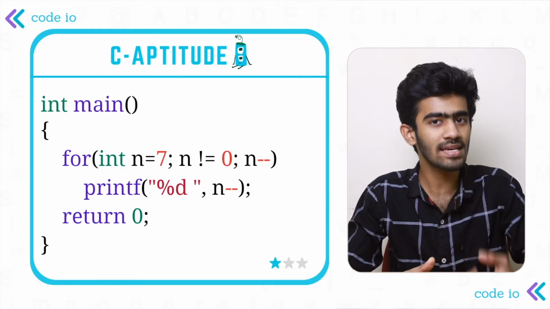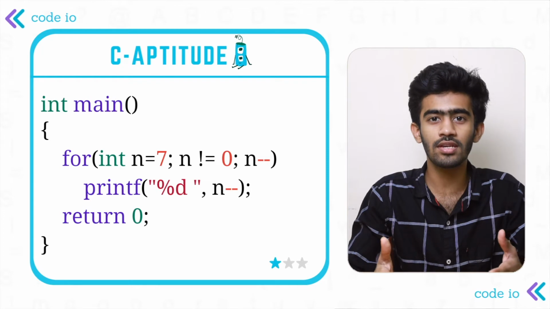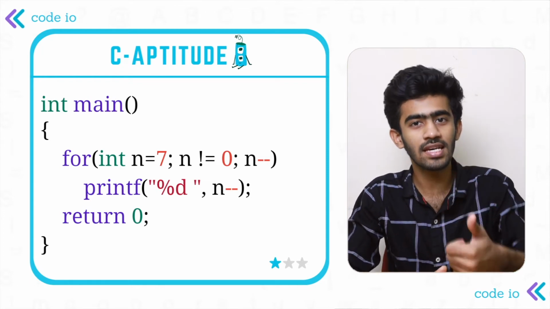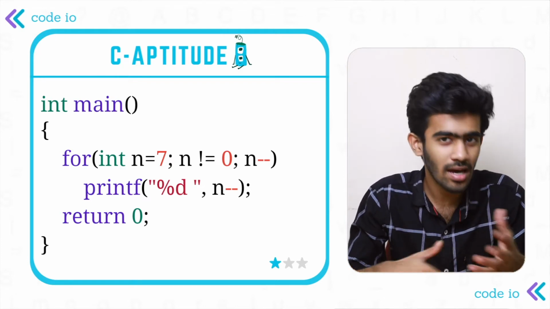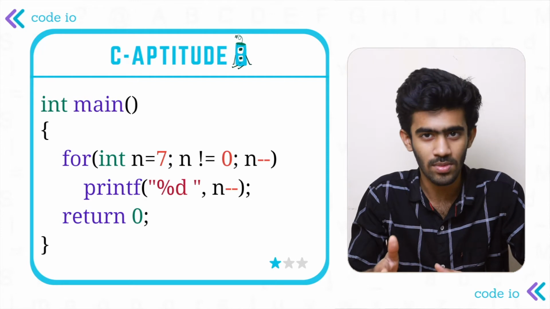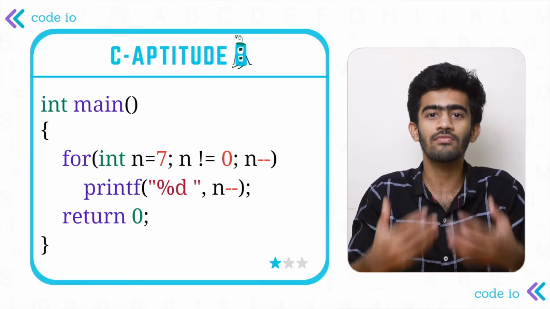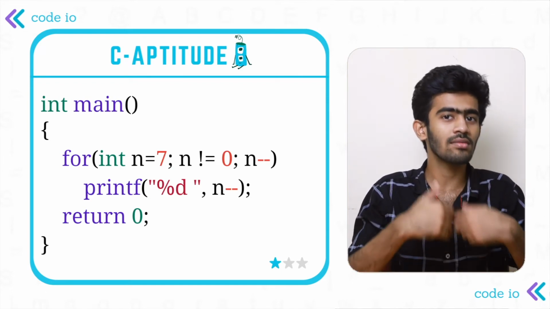Moving on to the next iteration, the updation statement will be executed. What is the updation statement? That is n minus minus as well. And hence, now the value of 6 will be decremented to 5. Right? So now we are printing again the value of n minus minus. At that location, the value of n would be 5, but after that, n would become 4. In similar fashion, the value of 4 would become 3.